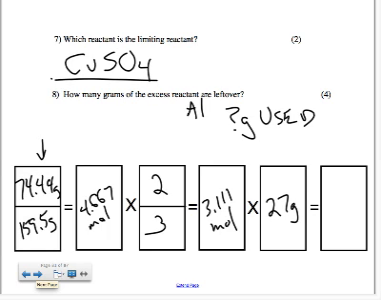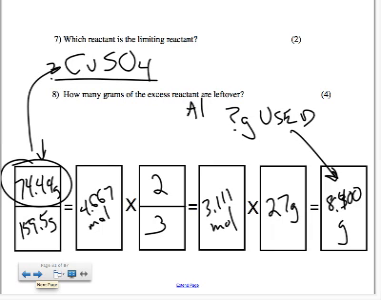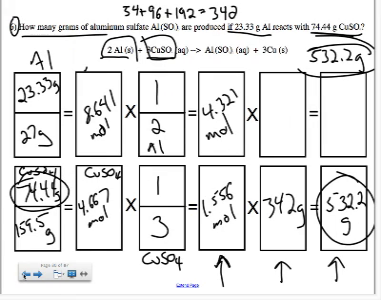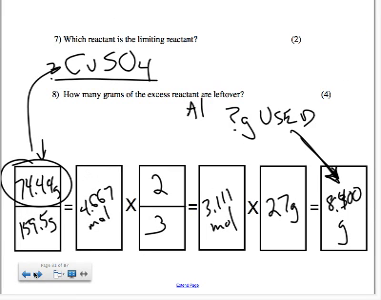Okay, so 3.111 times 27 grams is 8.3. It's actually going to round off to 8.400 grams. Okay, so what this means is that when I used my 74.44 grams of copper sulfate, I also needed to use 8.4 grams of aluminum with it to create the 532 grams of product. The question is, how much excess aluminum do I have?